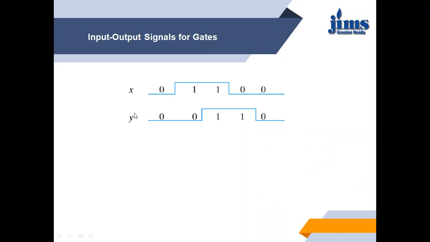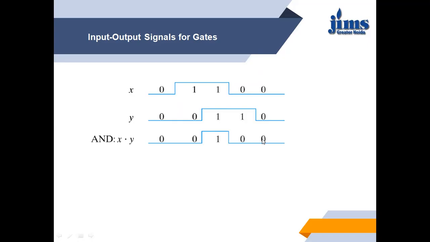We have taken X and Y, so there are four possible combinations: 0 0, 0 1, 1 1, and 1 0. So there are only four possible combinations. Let us see what will happen when we are performing the AND operation on X and Y. When both inputs are 0, output is 0. For 0 1, output is 0. When both inputs are 1, then the output will be 1. For 1 0, output is 0.